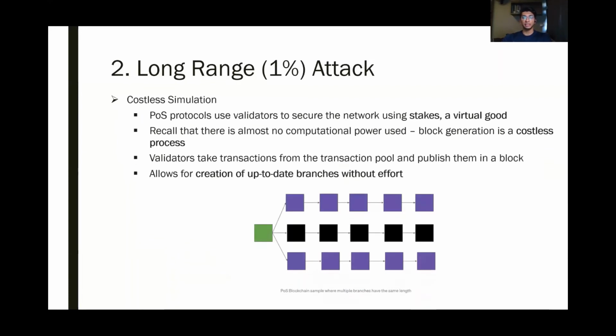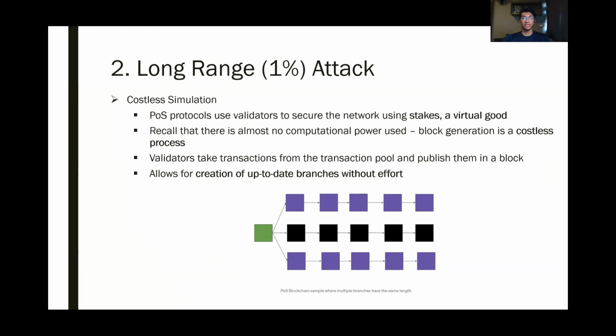The second factor leading to this attack is costless simulation. Since block generation is costless using the validator stake, validators can take transactions from the transaction pool and publish them in a block, which allows them to intentionally create up-to-date branches effortlessly, potentially overtaking the main chain.